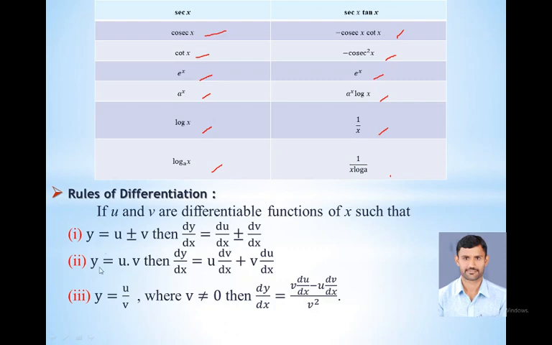Now, second one is y is equal to u into v, then dy by dx is equal to u into derivative of v plus v into derivative of u. And this rule is also known as product rule. Now, third one is y is equal to u upon v, where v is not equal to 0, then dy by dx is equal to v into du upon dx minus u into dv upon dx, upon v square, and this rule is known as quotient rule.